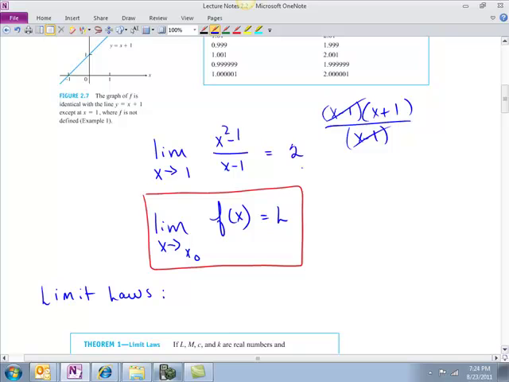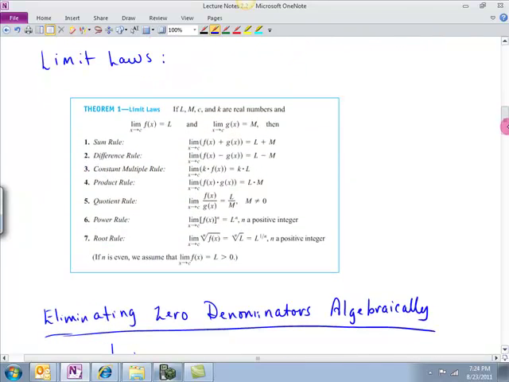Is that ringing a bell from pre-cal? Anybody besides you, or you guys that had calculus already, is that ringing a bell? The limit can exist where the function is not defined. Okay? And then here we've got some limit laws. You don't need to write those down. They're here. They'll be in your notes. The sum of two functions as x approaches c, you can just combine the two limits.